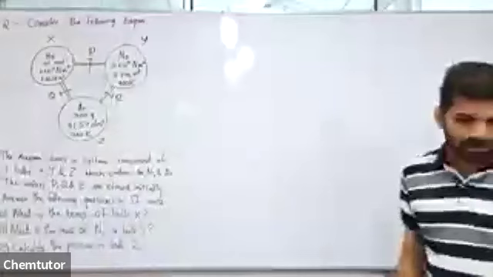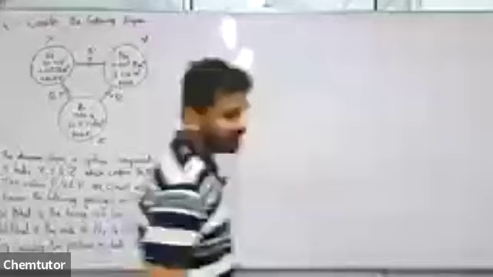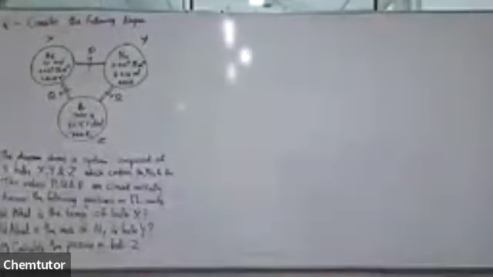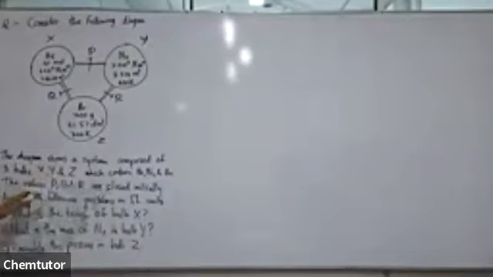Right, so let's see how this question is made. Let's solve this one. It says the diagram shows a system composed of three bulbs X, Y, and Z, which contain helium, nitrogen, and argon. The valves P, Q, and R are closed initially. Answer the following questions in SI units.